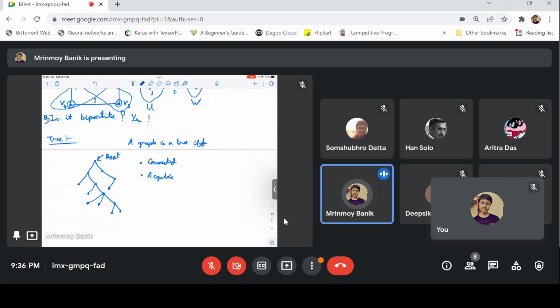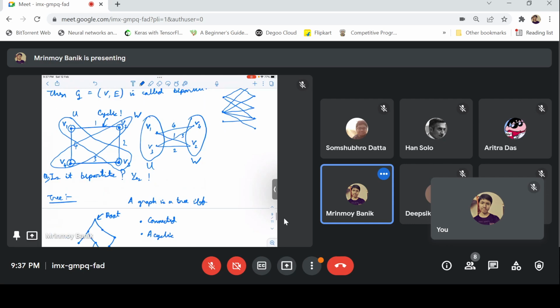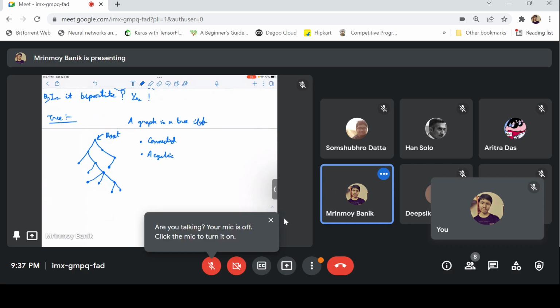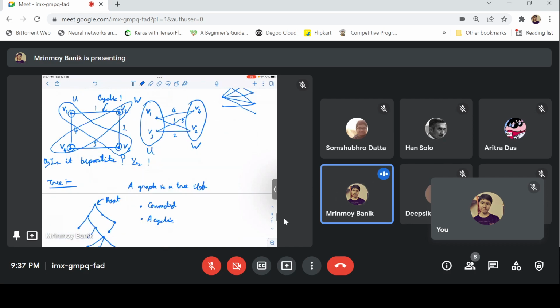So what is a cyclic graph? Like this rectangle. This rectangle was cyclic. So what makes a graph cyclic? Assume a bipartite graph is never cyclic. Oh, just a minute, sorry. Yeah, this graph is cyclic and it is also bipartite. So no, not that.